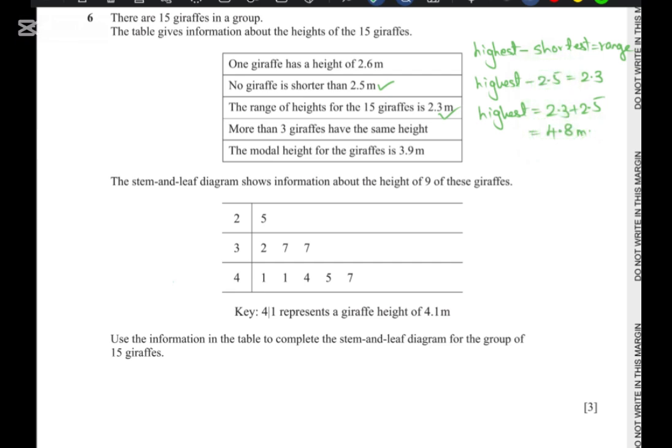And then they said that one of the giraffes has a height of 2.6 meters. One number should be included, which is 2.6. Then they said that more than 3 giraffes have the same height. So for more than 3 giraffes you can take the same height, it can be any number, but it should be the same height. And they also said the modal height of the giraffes is 3.9. That means the maximum number of giraffes with the same height is at 3.9. So that means 3.9 should be repeated the maximum number of times.